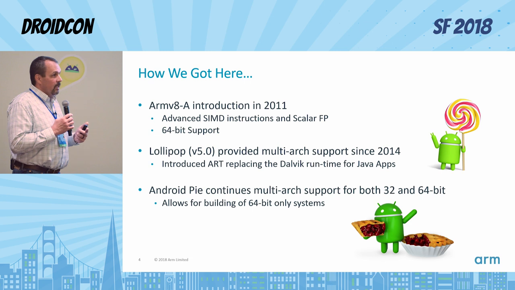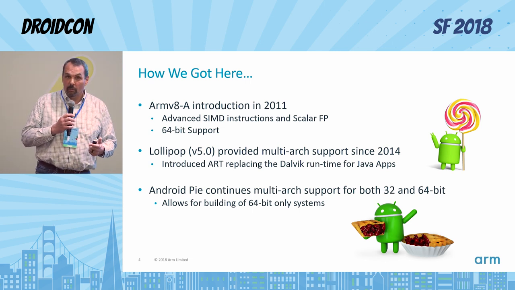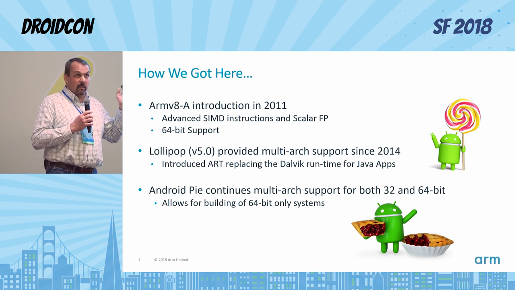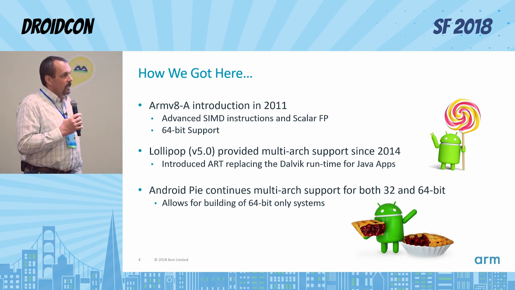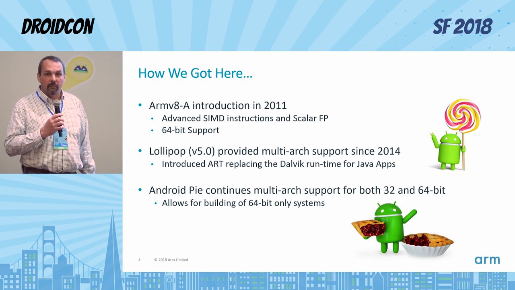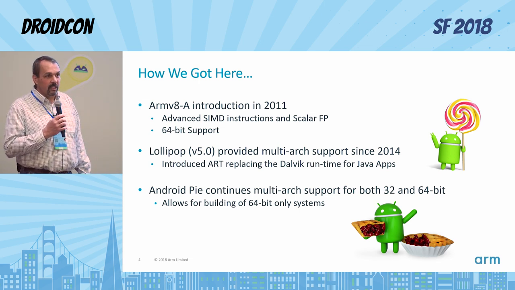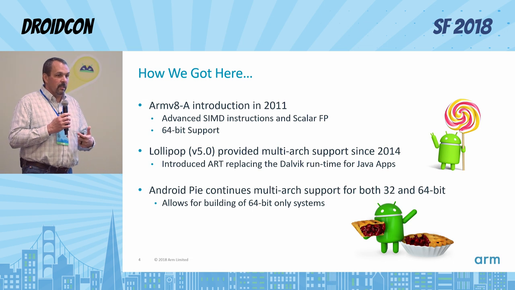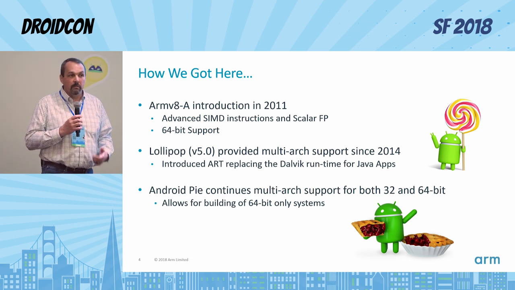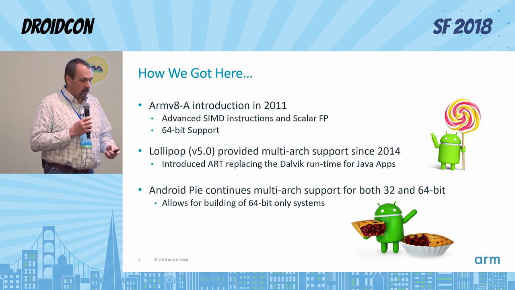If you read the Google blog post that announces this, it's from mid-December of last year. They talk about a 64-bit only future for Android, and that's something that ARM is very supportive of. We think it's a good thing for the Android ecosystem, and I'll tell you why here in a little bit.